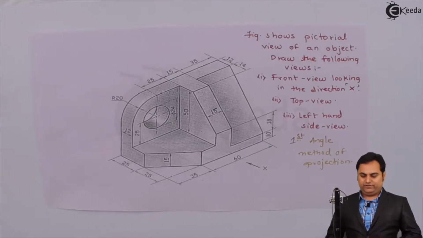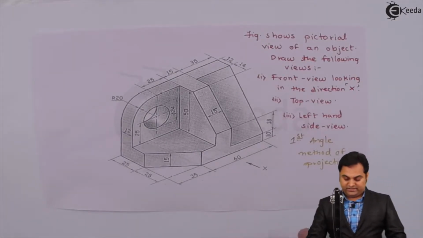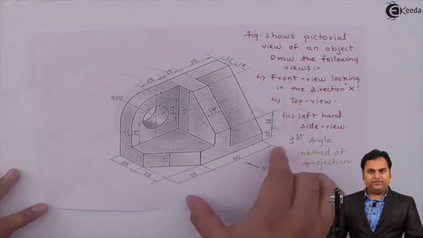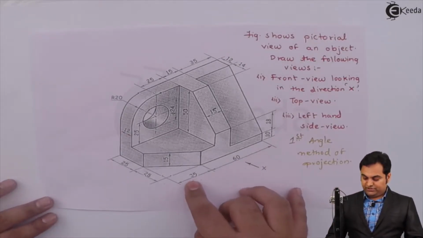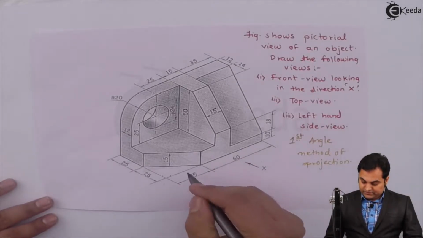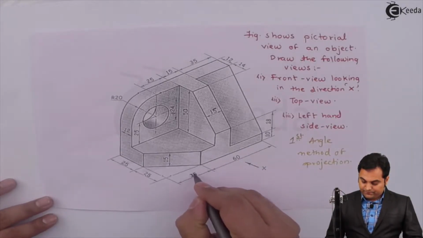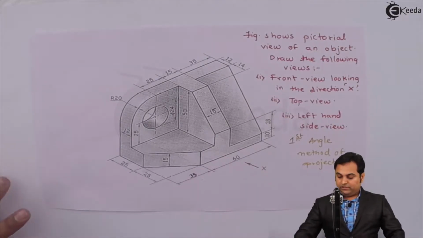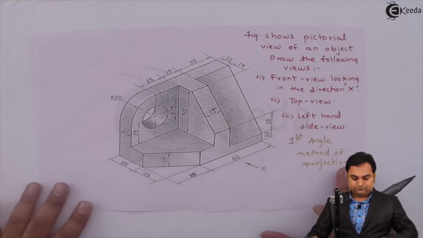And whenever we start any question on orthographic projections, the first simple step is to get the total length, height and width. So when I'm looking along X direction, here I can see the total length, which is 35 plus 60, that is 95 mm, which is the total length. I'll write it down.